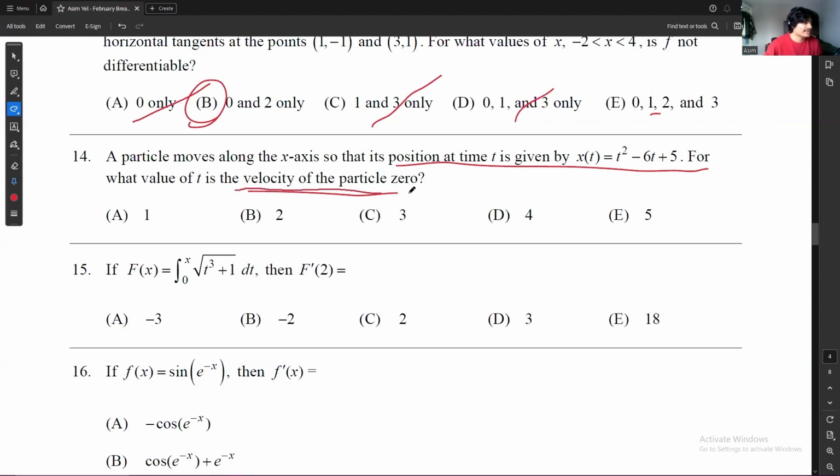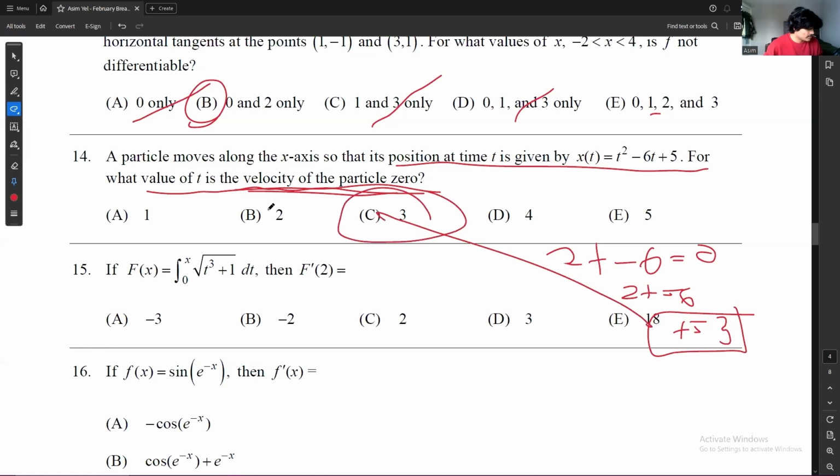So if you want a velocity graph, we're just going to take the derivative of this, which is 2t minus 6. This is the derivative. And since they're asking for what value of t the velocity of the particle is equal to 0, this is actually a very basic algebra question. You're just going to say 2t equals 6 and divide both sides by 2. t equals 3. Our answer choice is C.